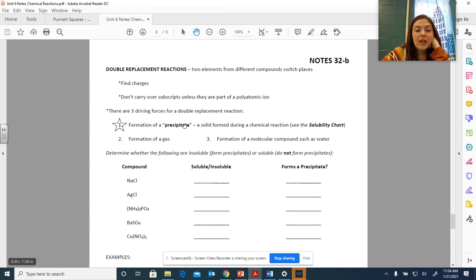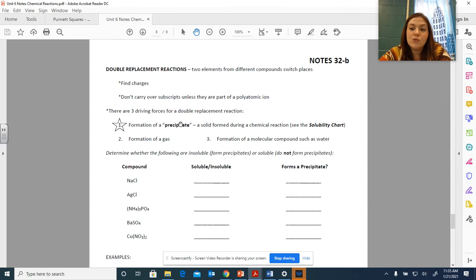When that happens, the three driving forces for a double replacement reaction are the formation of a precipitate. So it's more like they want to be a solid, they want to become a precipitate. So a precipitate is a solid formed during a chemical reaction. So when a double replacement reaction happens, it's with two liquid compounds. So they do have to be liquefied first. After they're liquid and you mix them, if the chemical reaction would form a precipitate, so one of the products of the reaction would be a solid, so two liquids making one solid, then that's beneficial to the reaction and the reaction will occur.